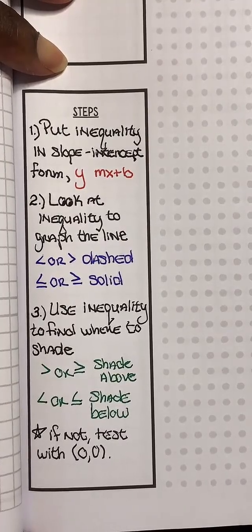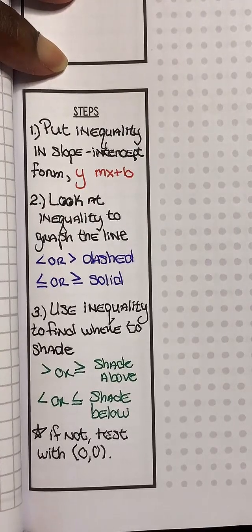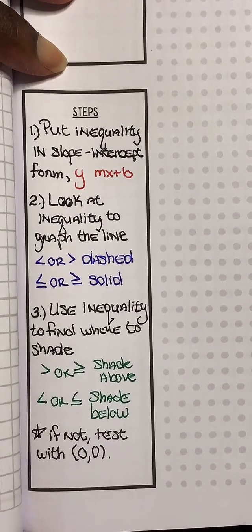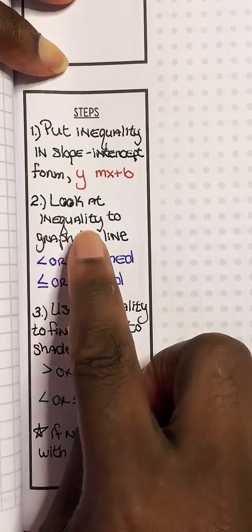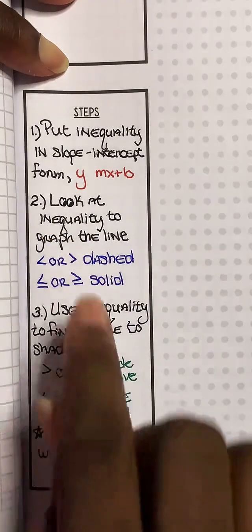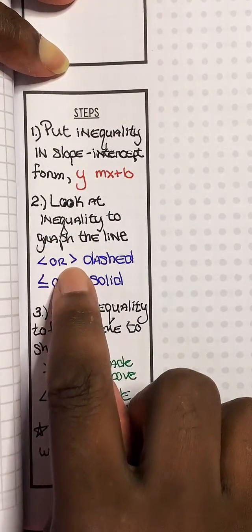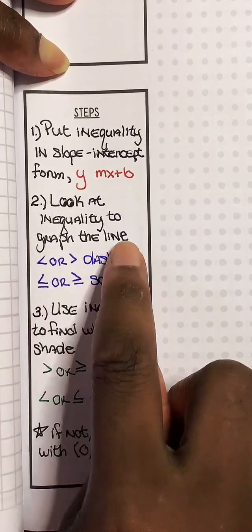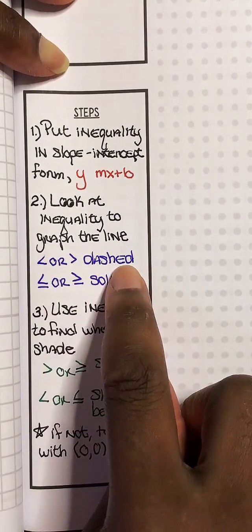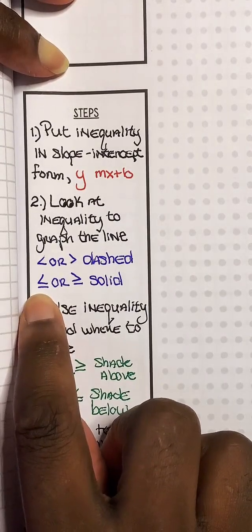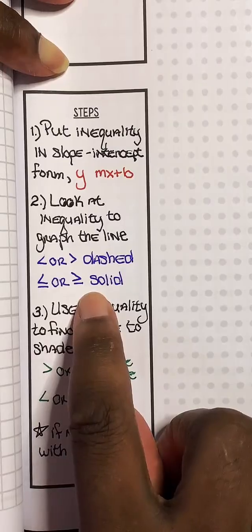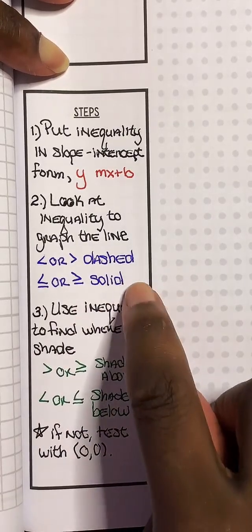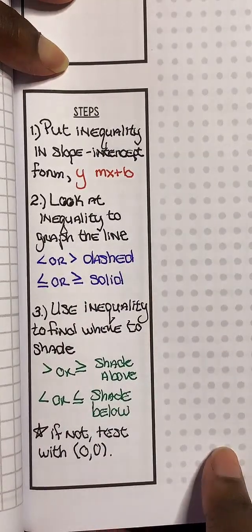But once you get it into that y equals mx plus b, aka you just solved for y, then you're going to look at what type of inequality it is. If it's less than or greater than, the type of line that you're going to draw is a dashed line. If it's less than or equal to or greater than or equal to, you're going to draw a solid line. This is the part that we get screwed up.